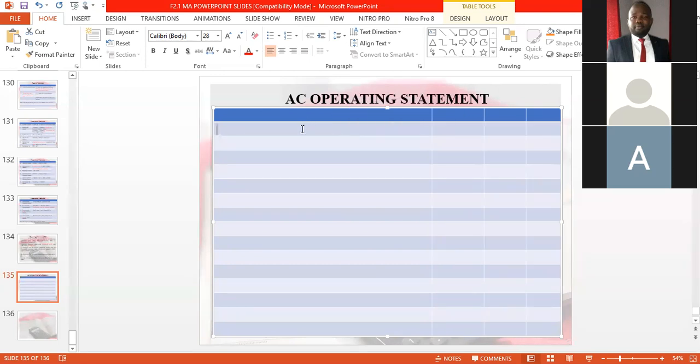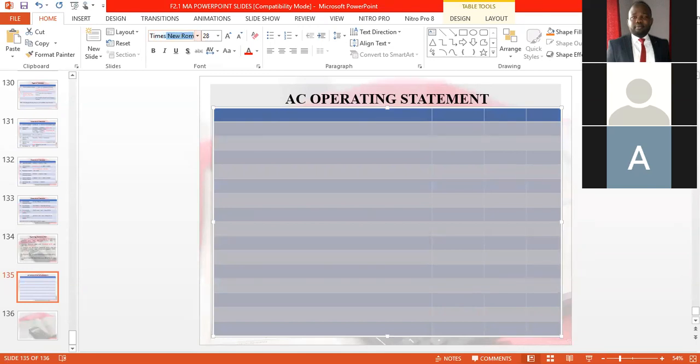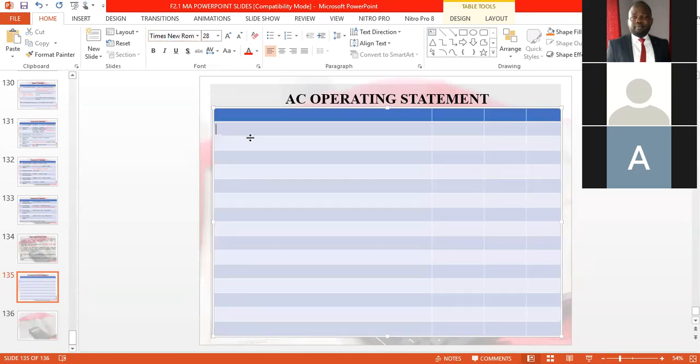In our AC operating statement, you start with, what did we say? An AC operating statement normally starts with budgeted profit, which is of course budgeted profit per unit times budgeted units. You post your figure there.